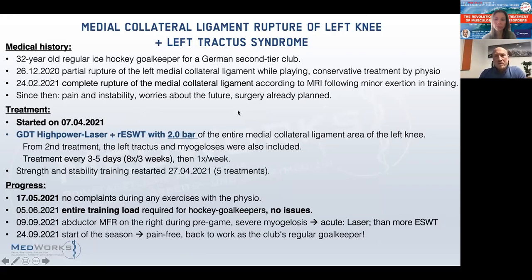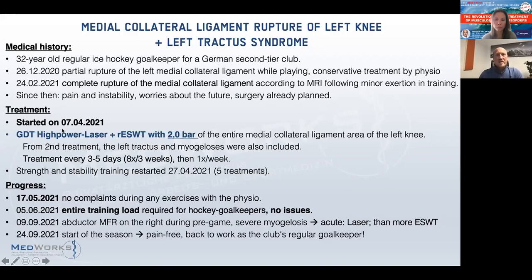This is a very, very new case that I put in, because this is an ice hockey goalkeeper in Germany, the second highest league. And first he had a partial rupture of his left medial collateral ligament. Then he had a complete rupture of this ligament, which is the most important ligament for an ice hockey goalkeeper. I have to show you, because they are always doing this movement. They have to close their legs on the ground so that the puck cannot get into the goal. So this is a movement that brings very much stress on this ligament.